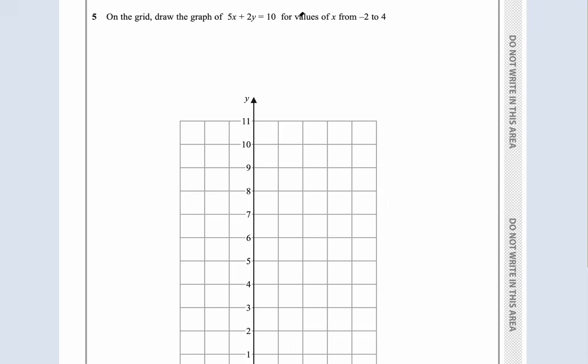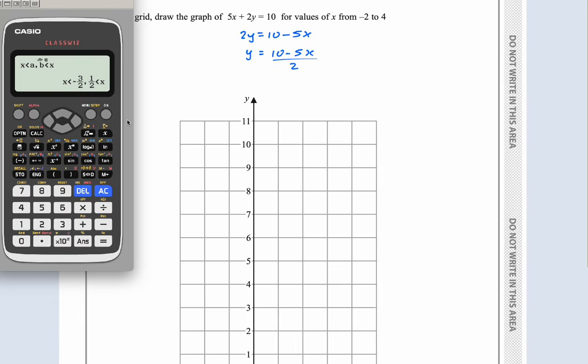Okay, I'll show you guys 2 ways to do this. One way, probably the preferred way for most students, would be to rearrange this. So we can rearrange this into 2y equals 10 minus 5x. We subtract the 5x from both sides, and then I divide by 2. Y equals 10 minus 5x over 2. And then we get out our calculator, and we can say, let's go to table.